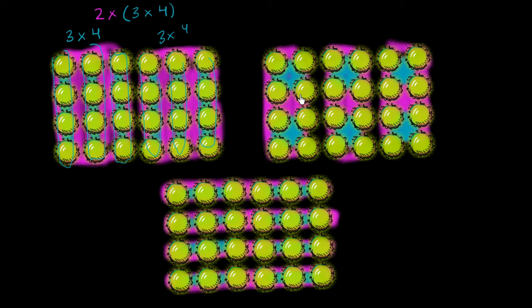And I encourage you now to look at these other 2, pause the video, and think about what these would be the product of. First looking at the blue grouping, then looking at the purple grouping in the same way that we did right over here, and verify that the product still equals 24.